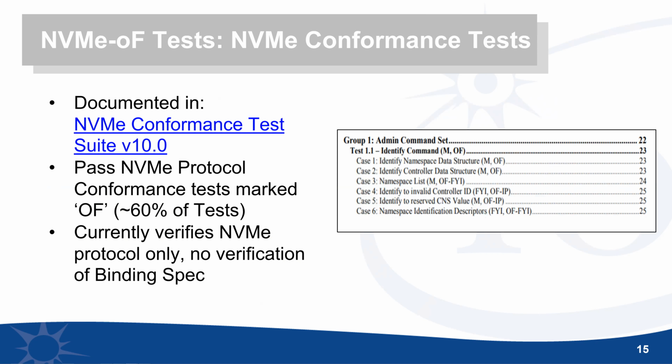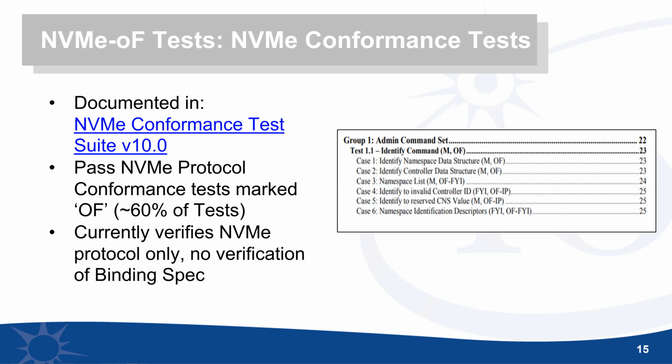But the second one is the OF, which we're really going to focus on right now, which is over fabrics, okay? And if you have an OF in that second designation on the test plan, then what that means is this is a mandatory test that must be passed in order for your product, which would be a target at this point because we run conformance tests only on targets, that it would need to pass in order to get onto the integrators list.